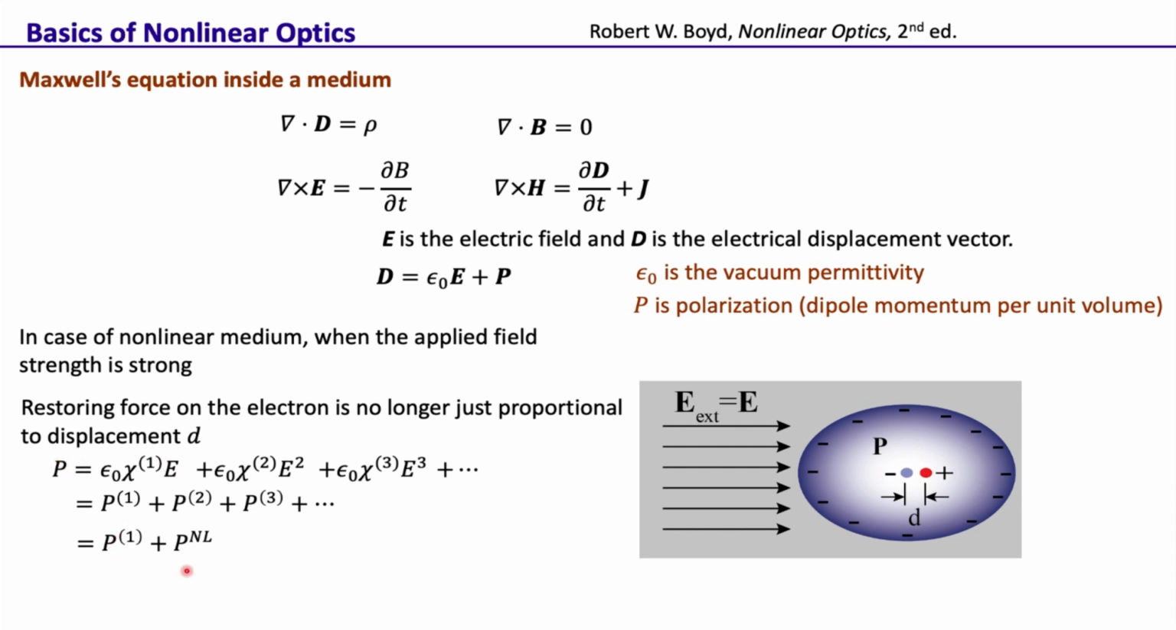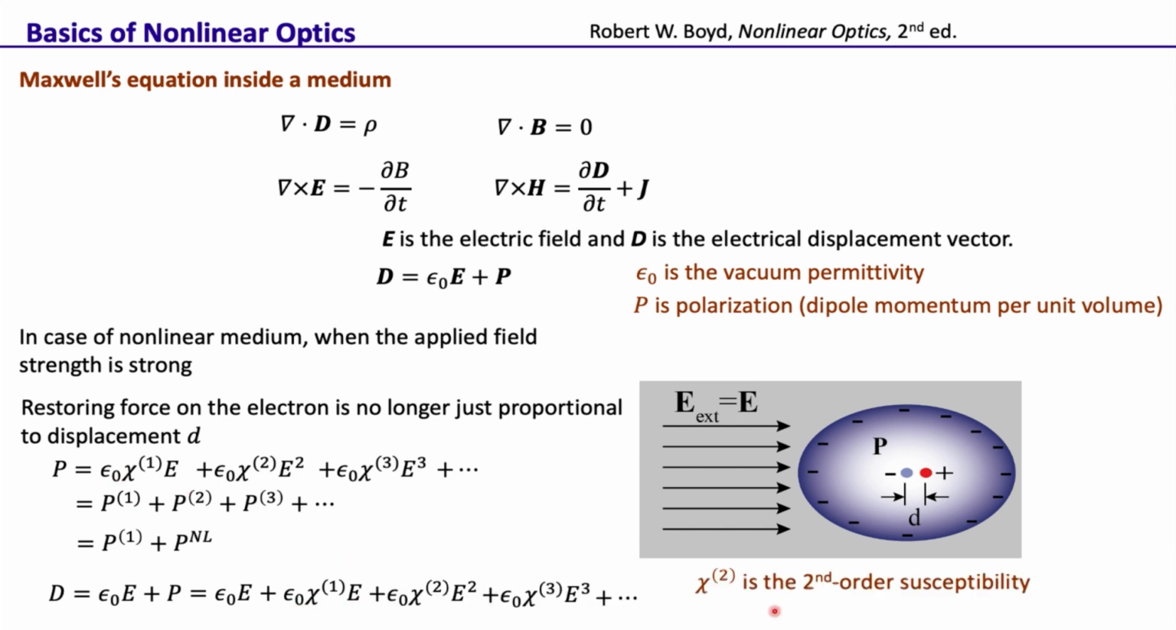So if this is the polarization, the electric displacement vector can be written as D equal to epsilon naught E plus P, and so that's epsilon naught E and epsilon naught chi1 E, that's the first term, then the second, third, and so on. And chi2, chi3 are the second order and third order susceptibility, and so on.